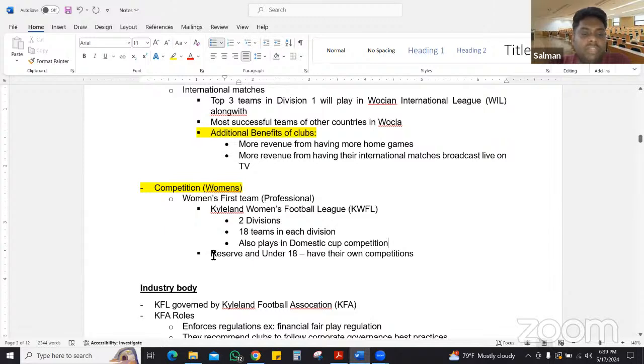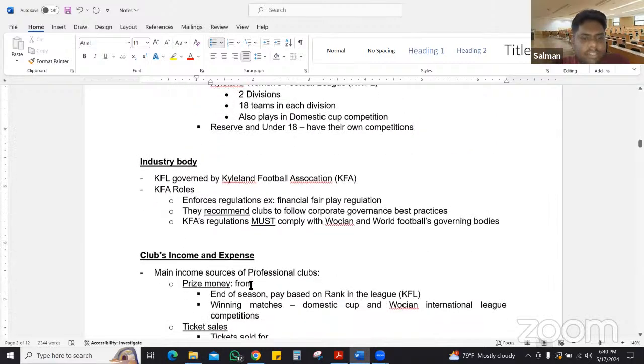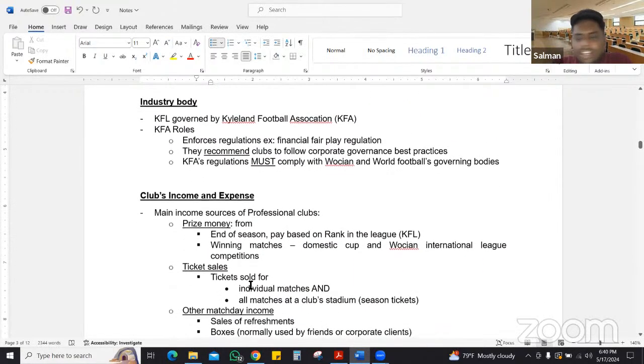On top of this, the women's first team will have a reserve team, which is the second team, and an under 18 team. They have their own reserve and under 18 competitions. So both men's and women's have first team, second team, and under 18. Right. So in the final exam, most of the focus was on the men's as the mainstream.